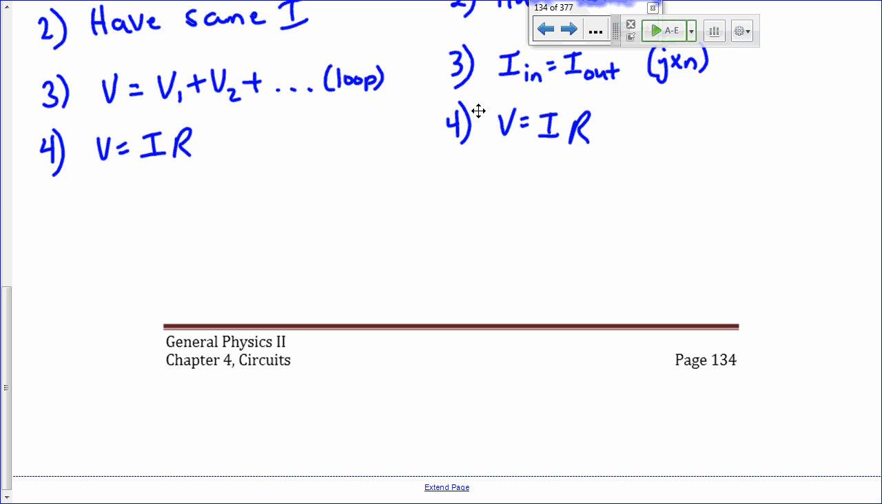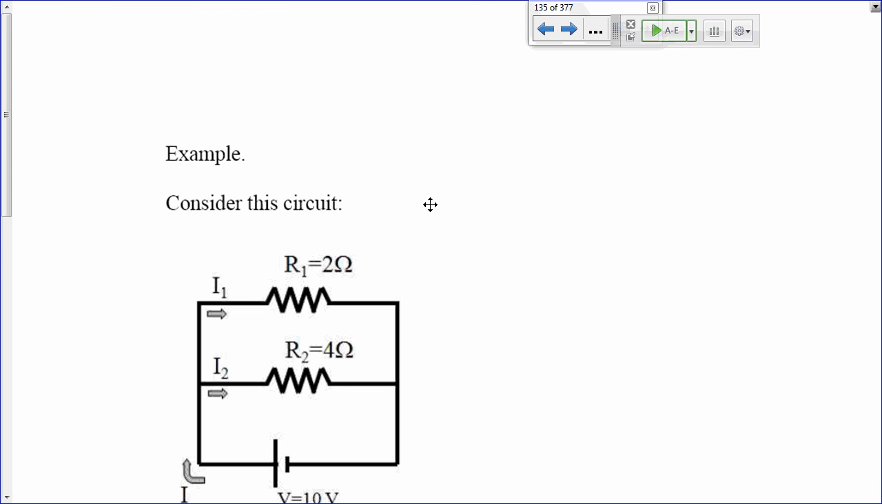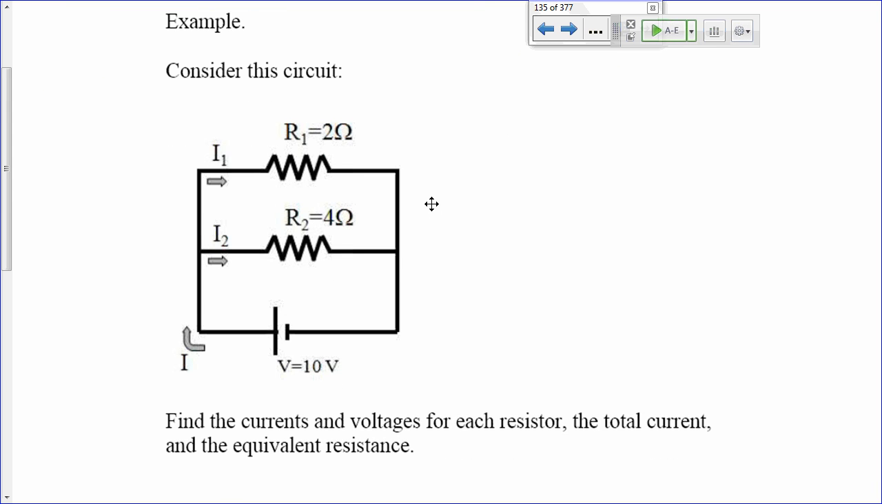Let's look at a simple parallel circuit. I want you to find the currents and voltages for each resistor, the total current, and the equivalent resistance. So go ahead and get a little head start on that. What are the voltages, the currents, the total current, and the equivalent resistance? Answering them in that order is easier, though there are several ways you can answer it.